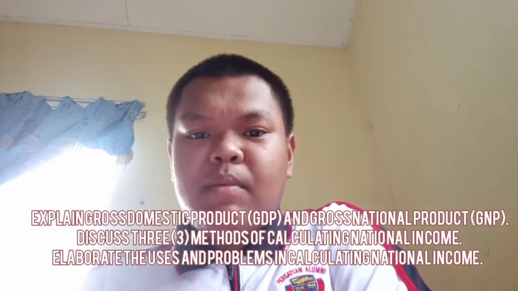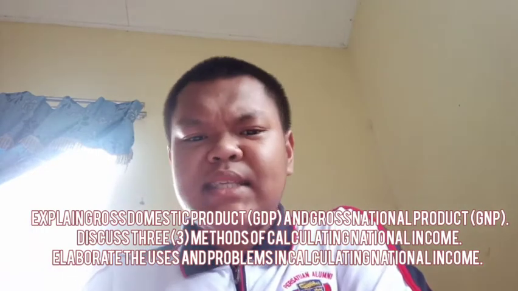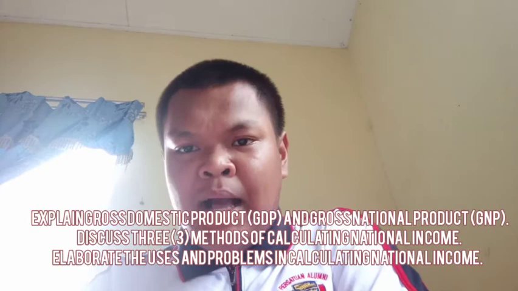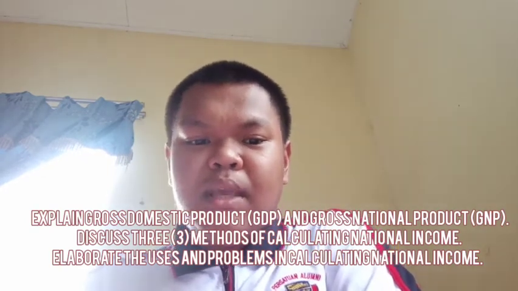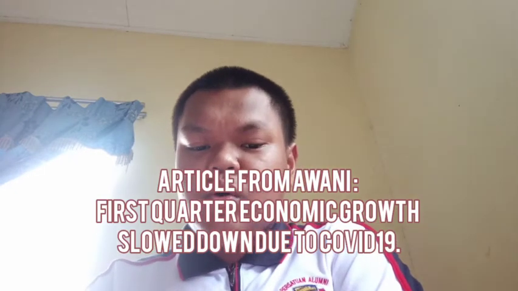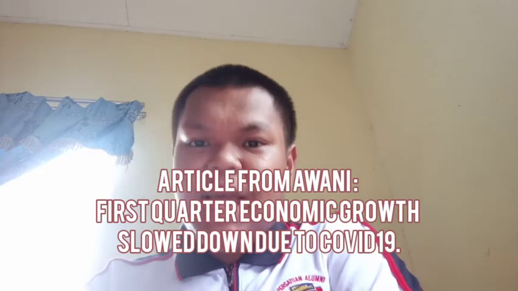Now, my group will present the topic. First, explain gross domestic product and national product. Second, discuss three methods of calculating national income. Third, elaborate the uses and problems in calculating national income. My group chose an article: first quarter economy grew slower due to COVID-19.